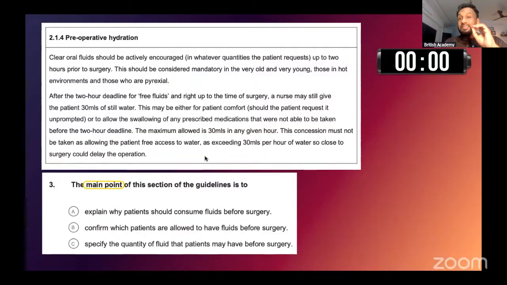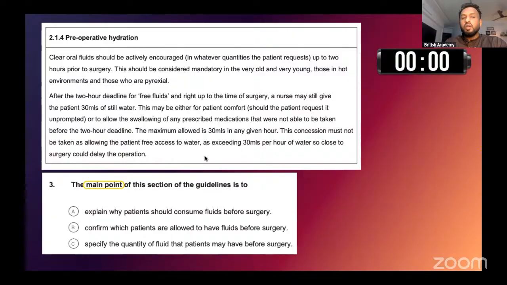So what am I saying? Some amount of water can be given, maximum is 30 ml. That can be for swallowing any prescribed medicine. Some amount can be given. Should the patient request it unprompted, like he's troubling you a lot, he wants a little bit of water, after the 2 hour deadline, maximum allowed is 30 ml. That too for a particular purpose.